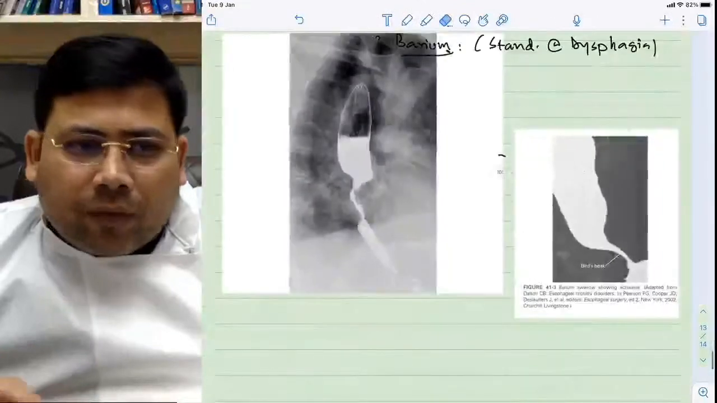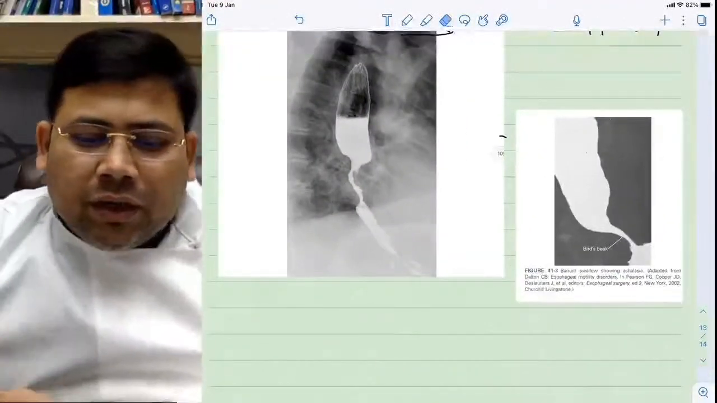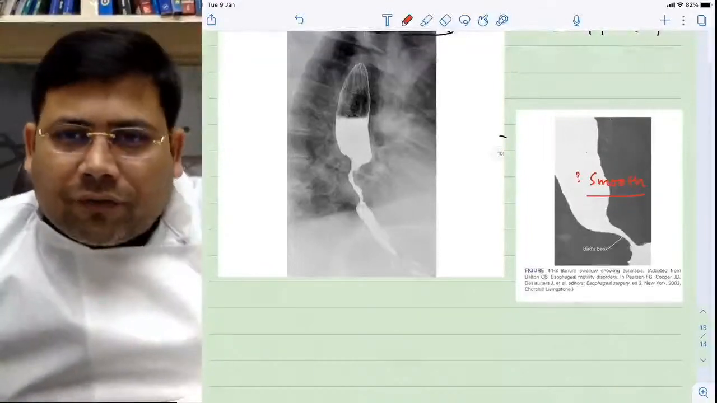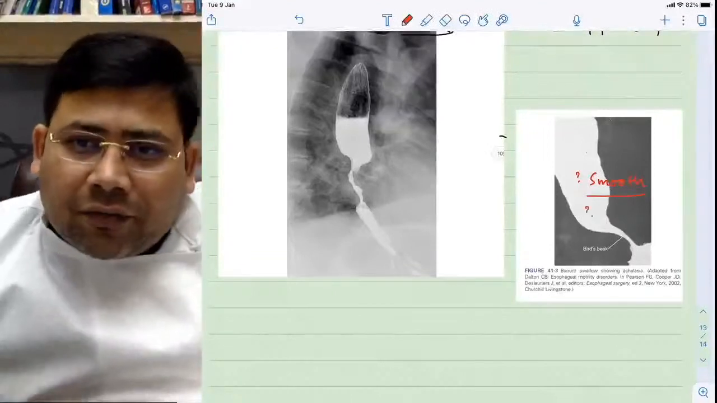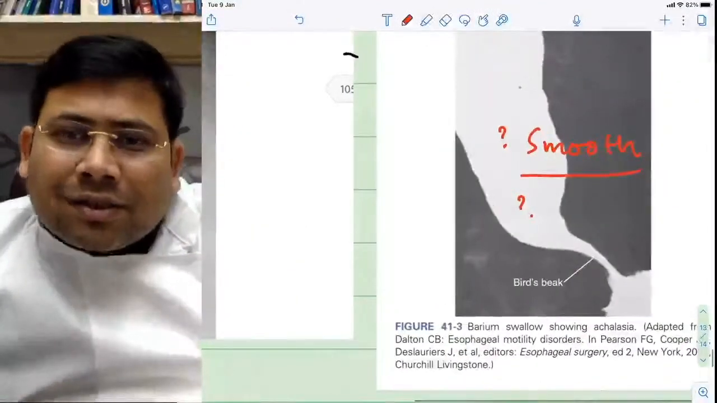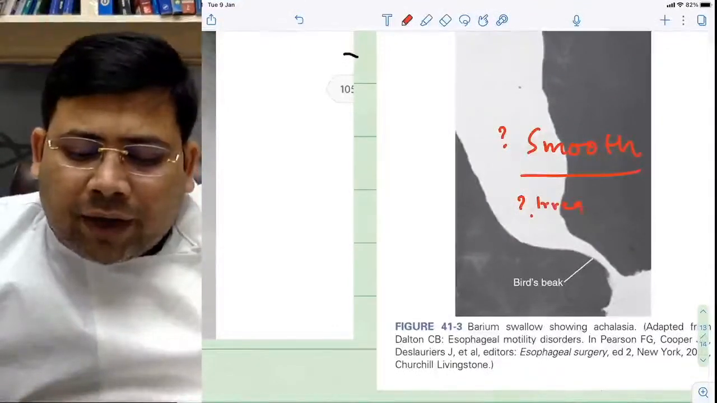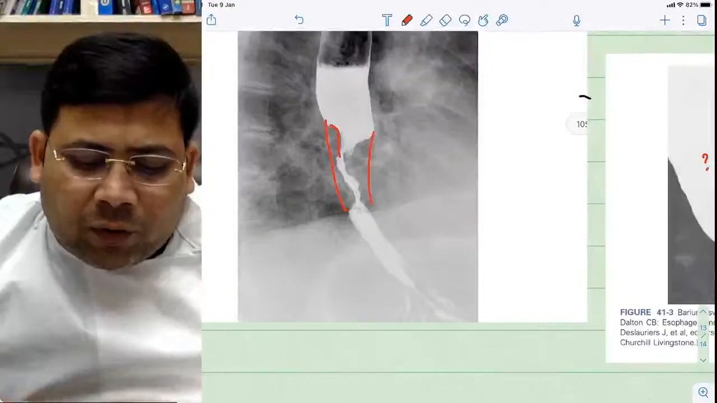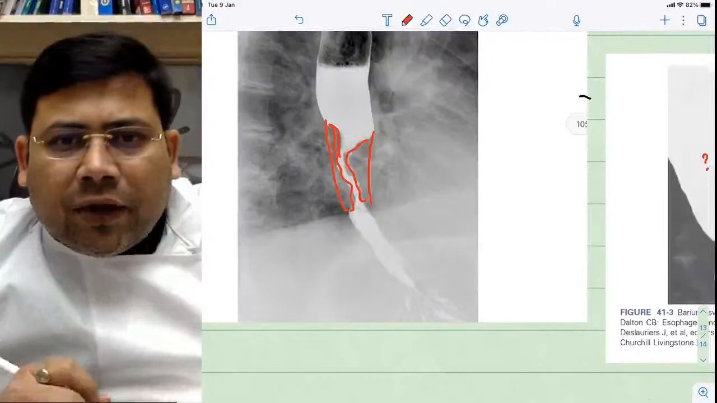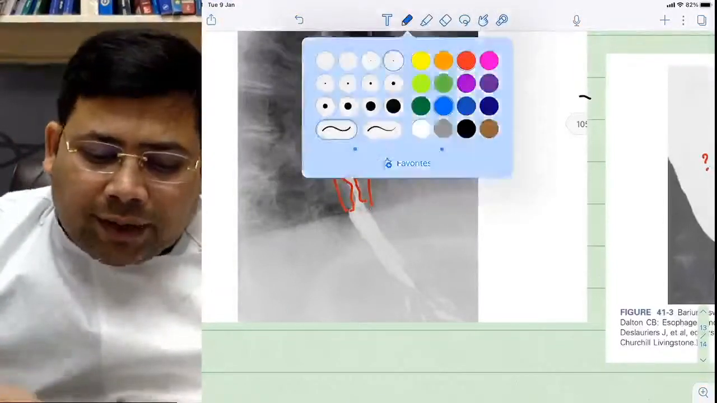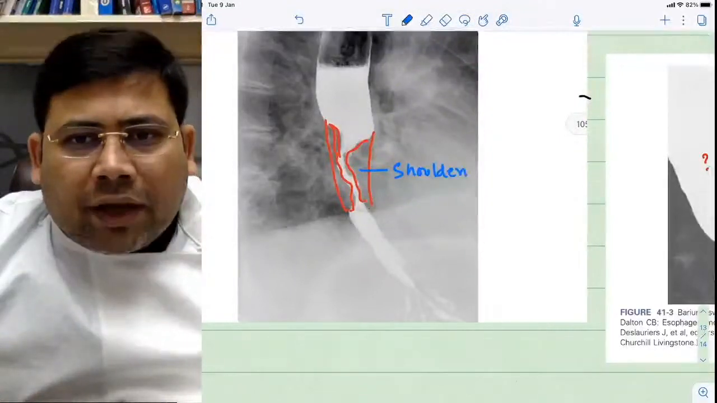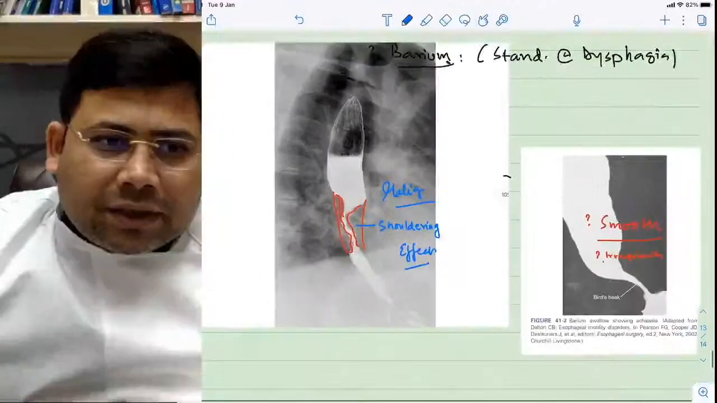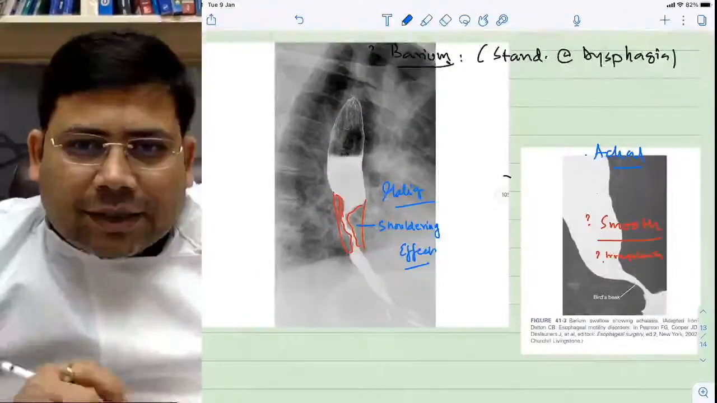What is the difference between achalasia and this? Try to understand. In achalasia, if you see, this is smooth. Yesterday also, I was taking class and explained this. This is smooth, there are no irregularities. And if you see this, can you see the lumen? Actually, you are not able to see the lumen because this is the tumor, and that is why you have luminal irregularity. This is what is known as the classical shouldering effect. This is suggestive of malignancy, and this is suggestive of achalasia.